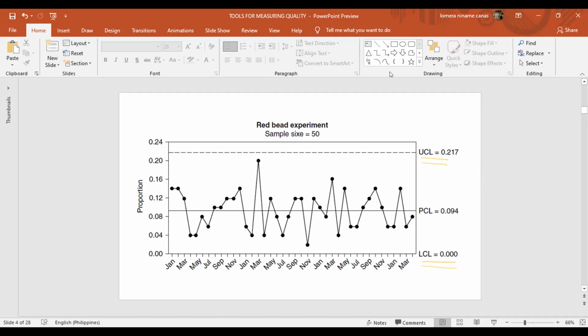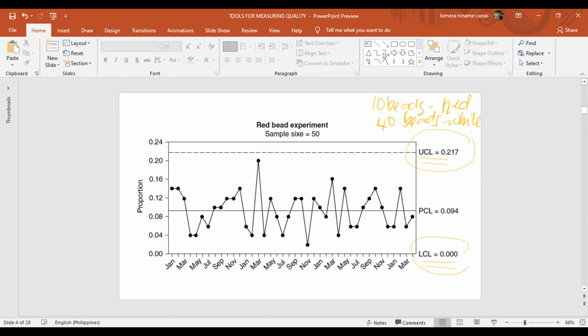And these control limits are calculated again based on the statistics of the data. And these limits, the UCL and LCL, will provide the expected bounds of the process. So as you've noticed on the figure, the control limits in this example is between 0.217 and 0. So in this example, there were 50 sample size, or 50 beads, and out of 50 there were 10 beads which is color red, and then 40 beads are white.